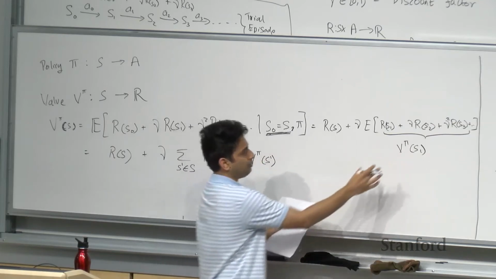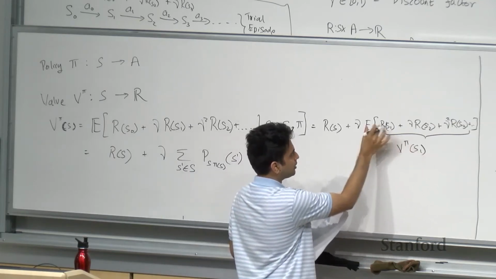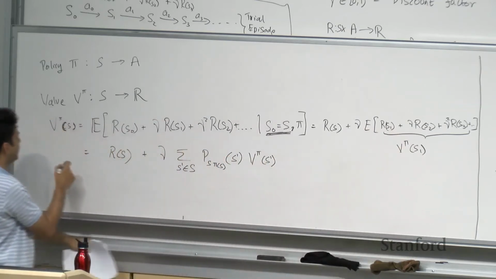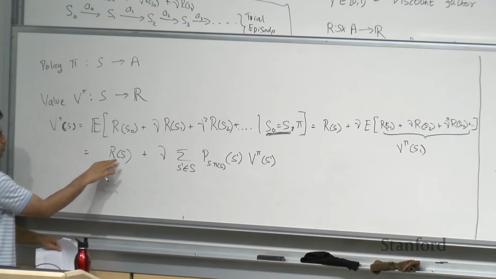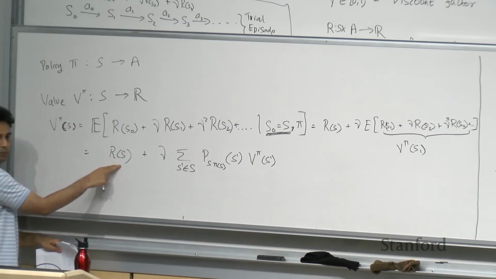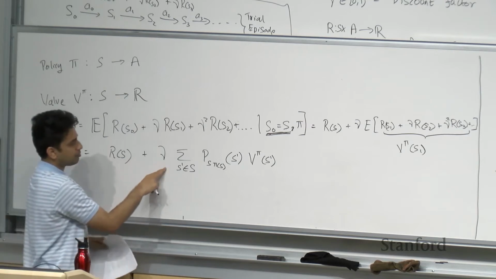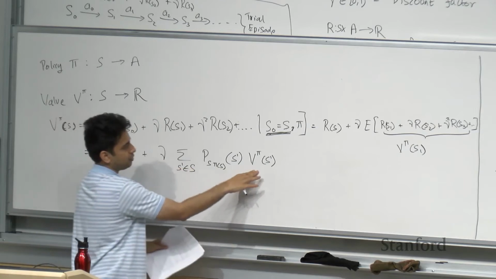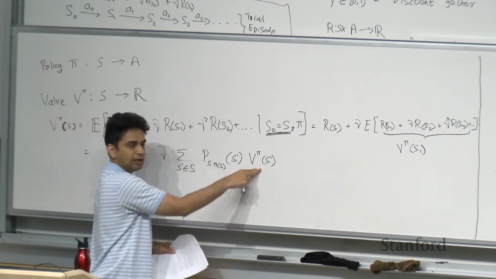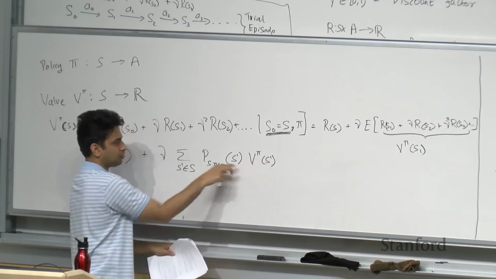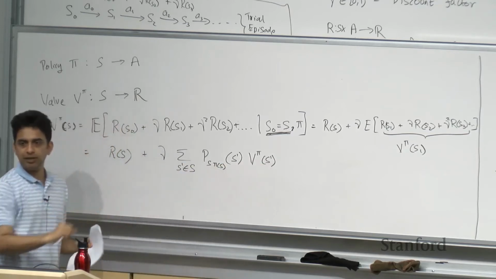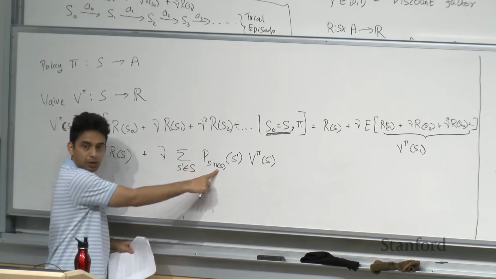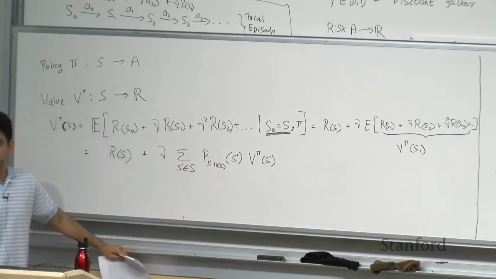By recognizing this recursive pattern, we can define the recursive statement that V pi of S is equal to the immediate reward that we obtain by being at S, plus the discount factor times the expectation of the future values of each particular state, times the probability that we end up in that state by taking the action. And the action that we take is according to the policy. Any question? Your S primes are the successor states, right?